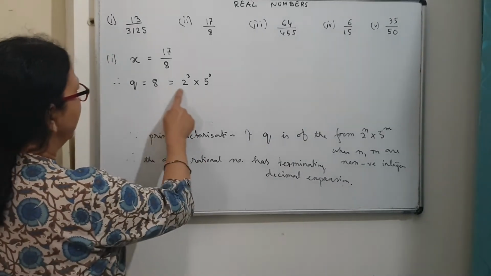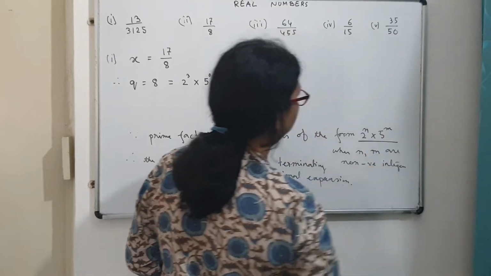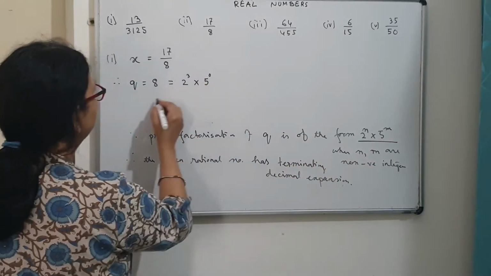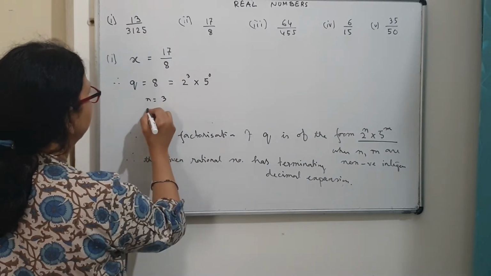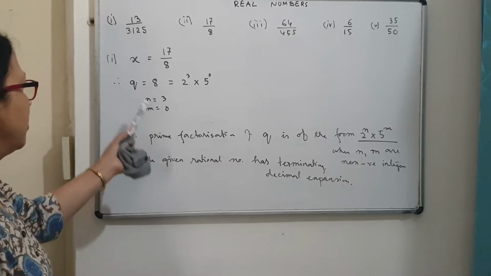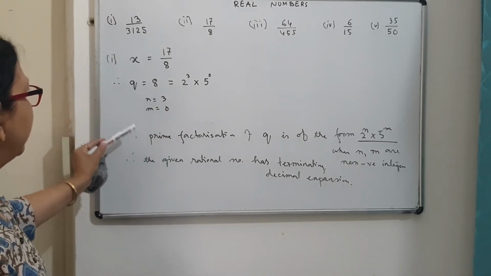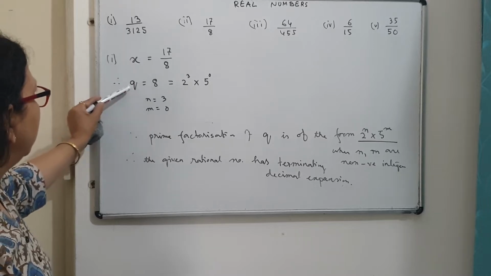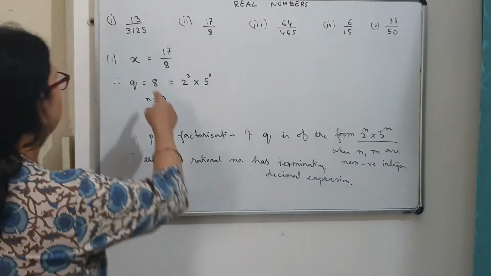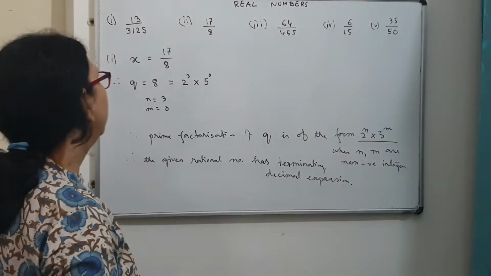So, I can include the 5 factor with power 0, because any factor to the power 0 is 1. So, you see the prime factorization of q is of this form, 2 to the power n into 5 to the power m, where n, m are non-negative integers. Yes, your n is 3 and m is 0, so n and m are non-negative integers. So, by the theorem, since the prime factorization of q is of the form 2 to the power n into 5 to the power m, this rational number will have a terminating decimal expansion.